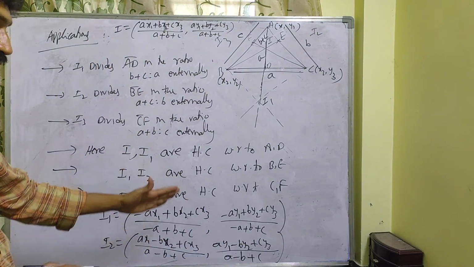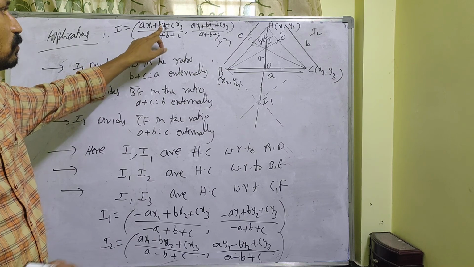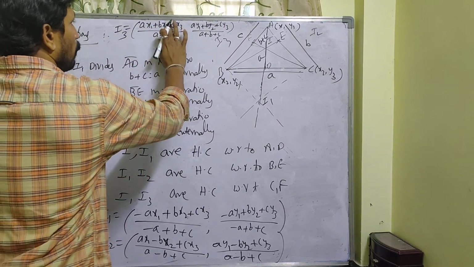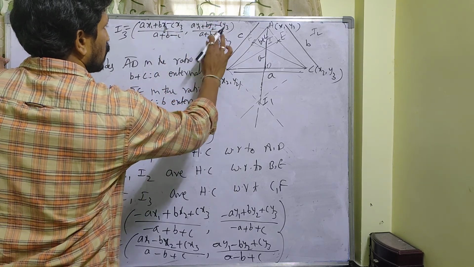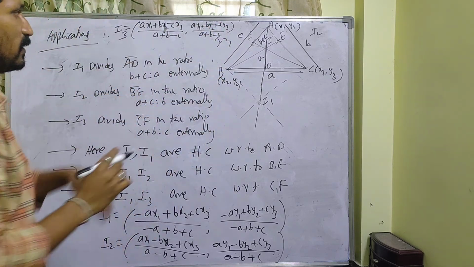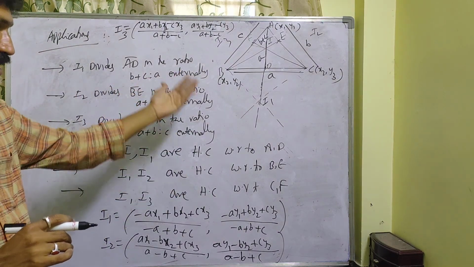Similarly, I3 also we can write. How will I3 be? (ax1 plus bx2 minus cx3), here minus cy3, here minus, by (a plus b minus c). This is I3. Very easy. Just remember and continue the problems.